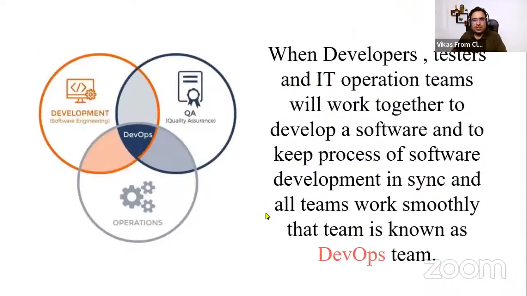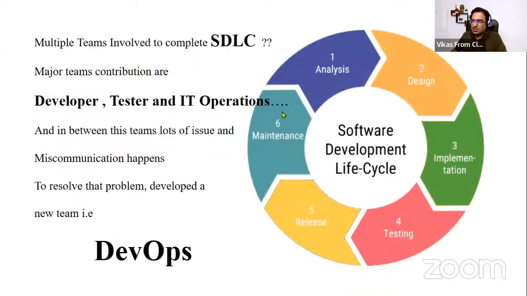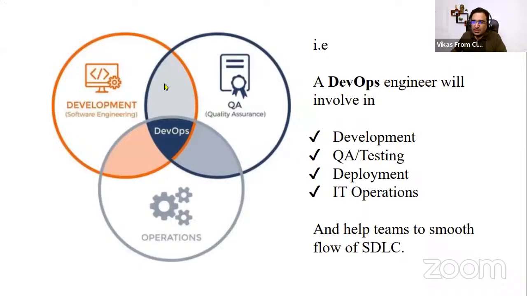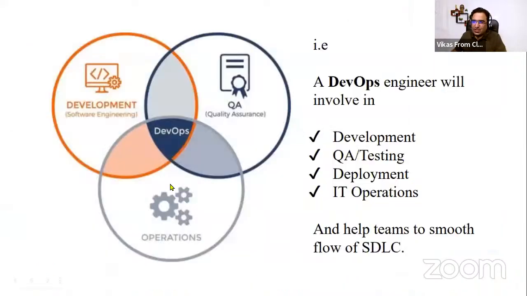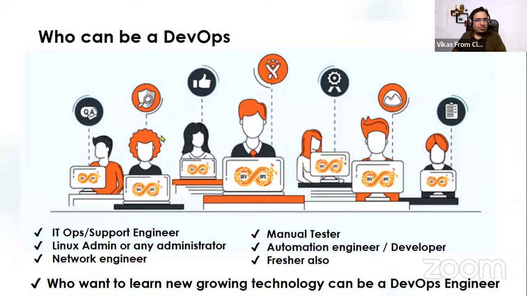We discussed the definition of DevOps in day 3. We discussed the software development lifecycle also. We discussed what the development people do, what the QA people do, what the operation people do, and which type of work comes to the DevOps team. After discussing all these things, we understood who can become a DevOps engineer. Whoever is working in any of these profiles, if they learn any DevOps tool, can easily become a cloud or DevOps engineer. If you are a support engineer, manual tester, Linux admin, automation engineer, network engineer, or fresher, you can very easily become a cloud or DevOps engineer.